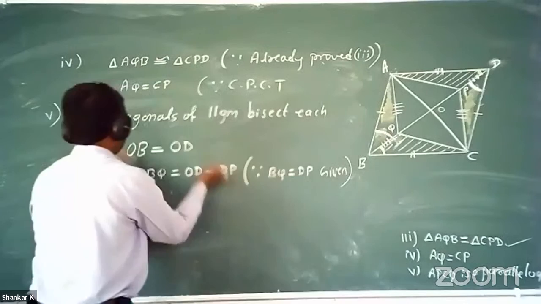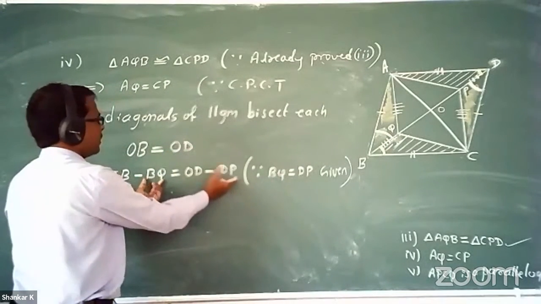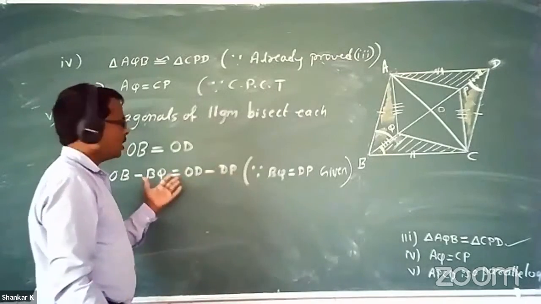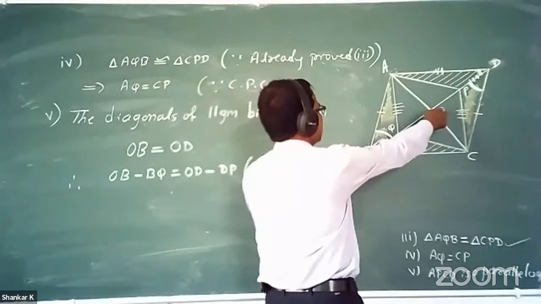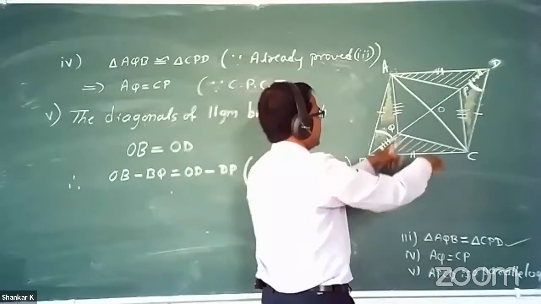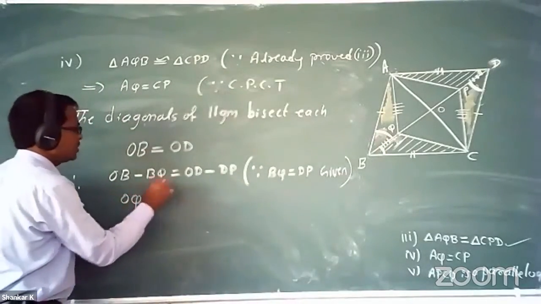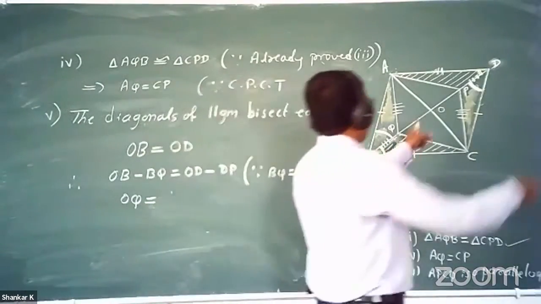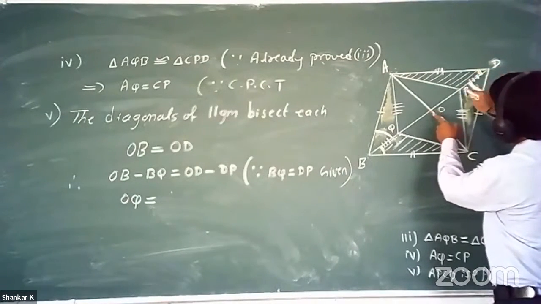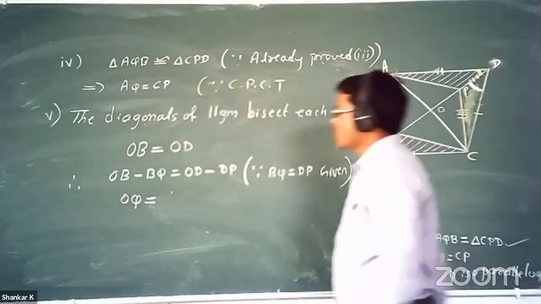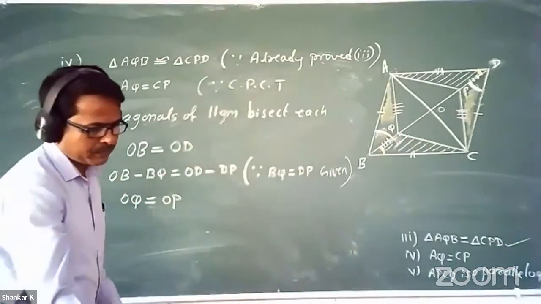I am subtracting equals from equals. Already these are equal, so if from these I subtract equals, there is no problem, both remain equal. OB minus BQ is how much? OB is this much, from this you cut this much. Remaining is OQ. OB is this much, from this DP is cut. Remaining is how much? OP. So OQ equal to OP.